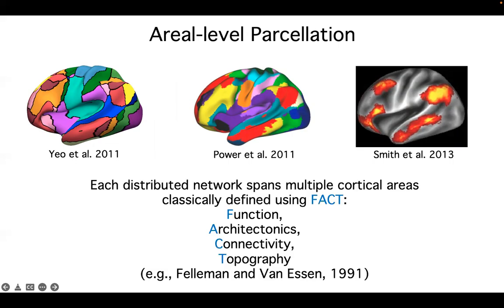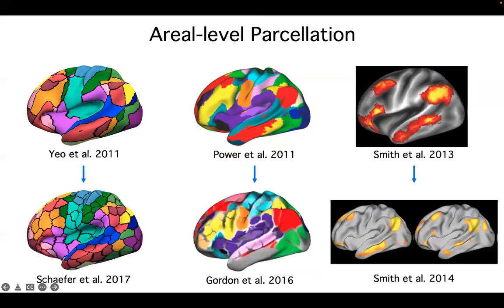However, we know from systems neuroscience that the cerebral cortex is composed of roughly 300 to 400 cortical areas, and each area has its own distinct functions, architectonics, connectivity, and topography. Therefore, each of these large-scale networks likely contains multiple cortical areas. Here, I'm showing you another 3 examples of area-level parcellations. So in the next part of my talk, I will describe approaches for estimating area-level parcellations.